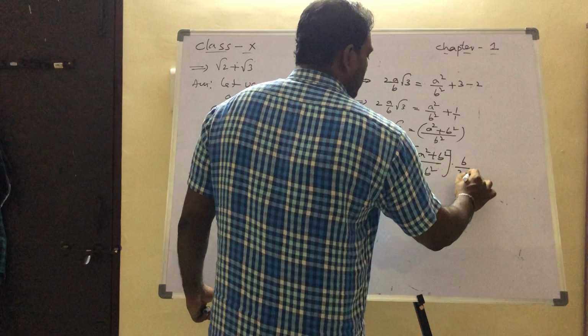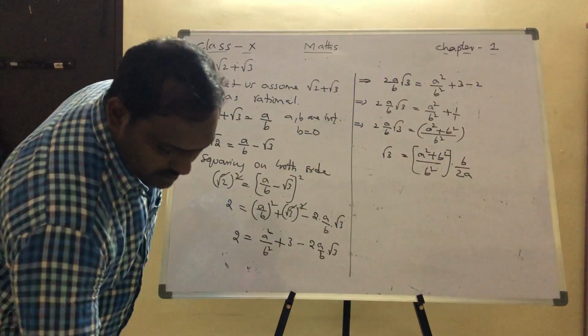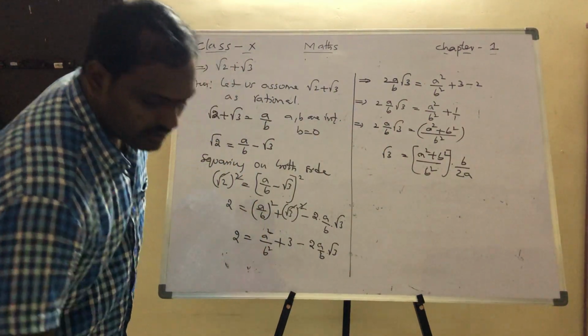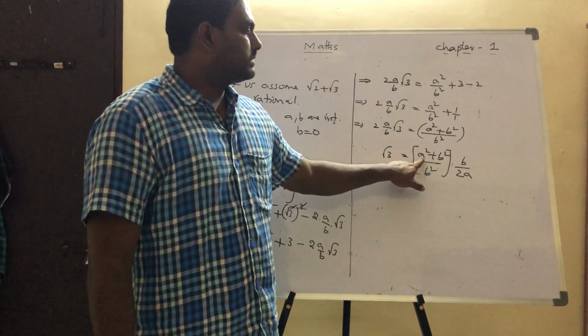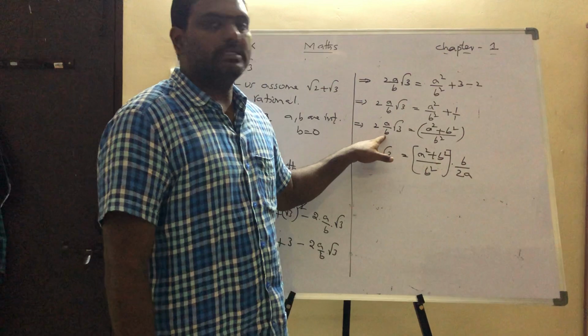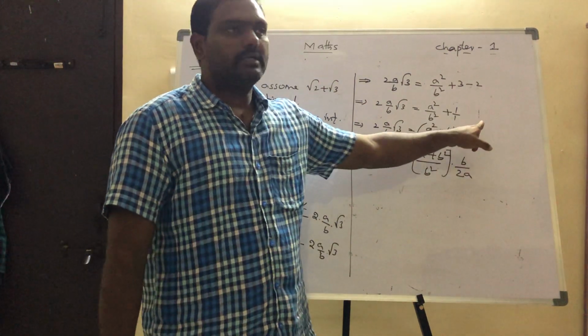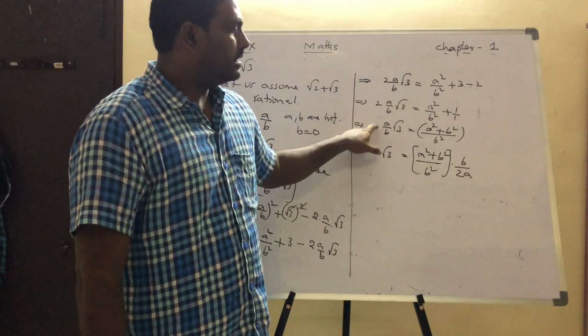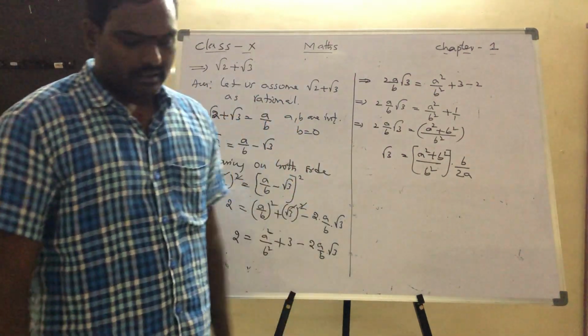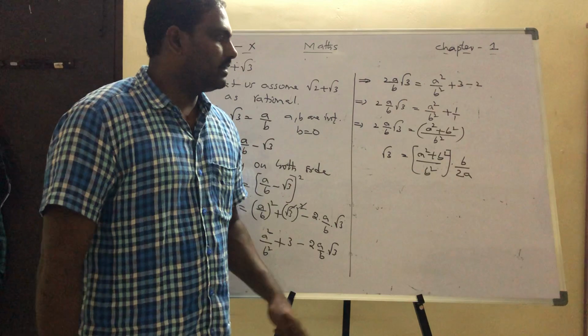Why b by 2a? We'll get a square plus b square by b square, and b is dividing here. If it goes that side, it will become multiplication, and 2a will become division. So at last, what will I get?